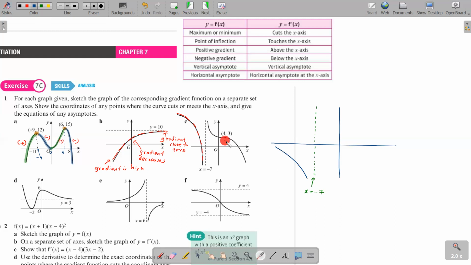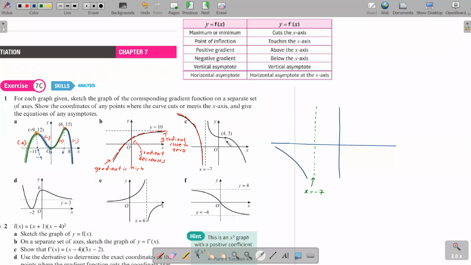I think we can see here 4,3 is a special point. Why? 4,3 is what? Minimum, maximum, or point of inflection. I think you can see before the point also we have a negative gradient, and after the point also we have negative gradient. It's a point of inflection. So what happens at a point of inflection? They say you touch the x-axis.